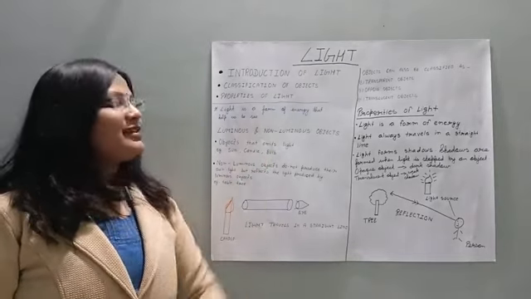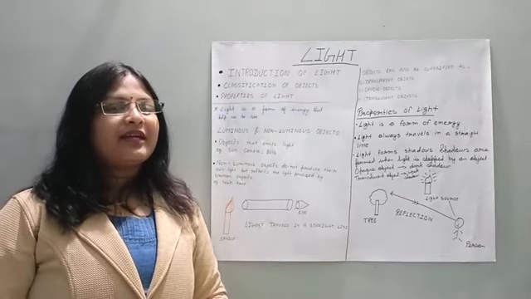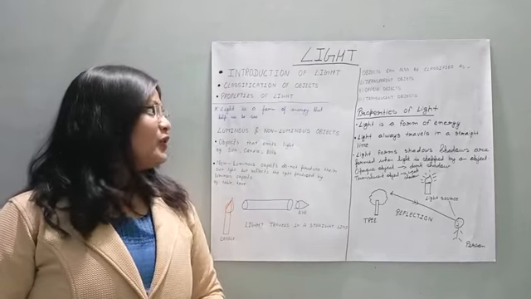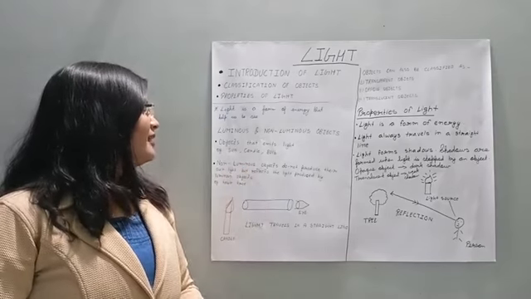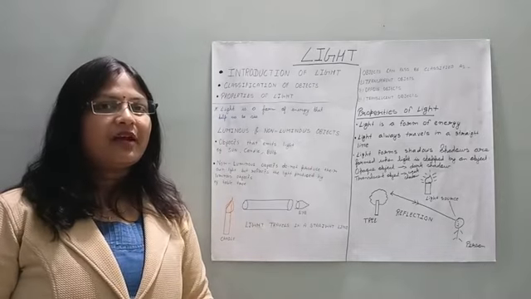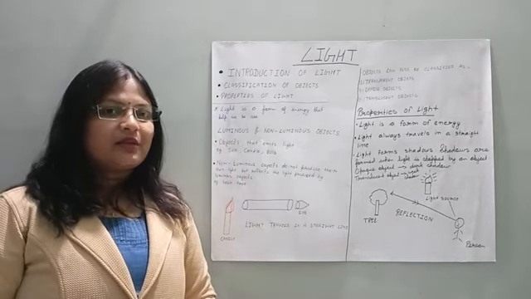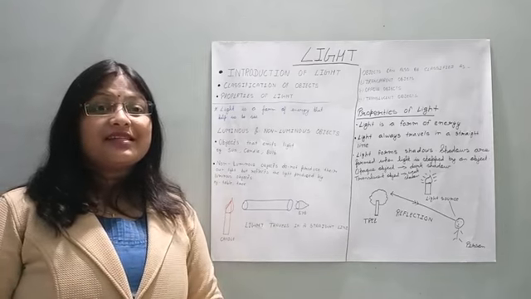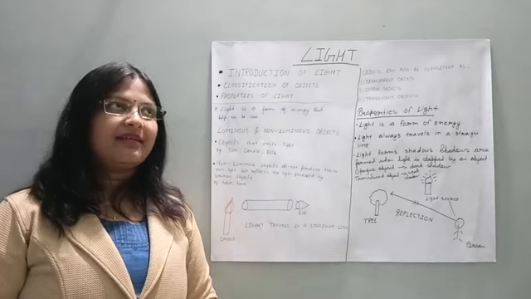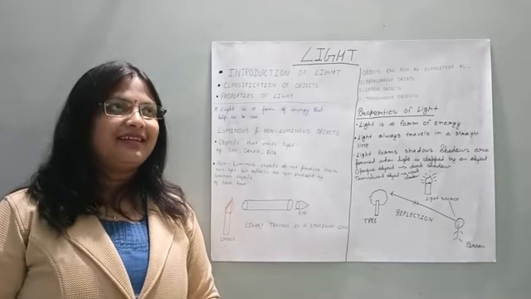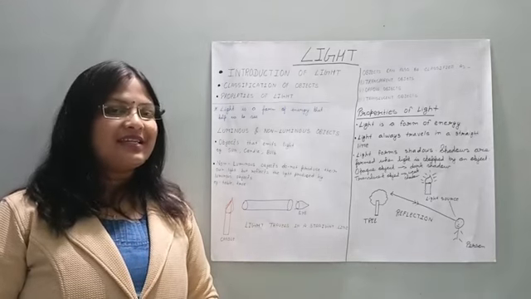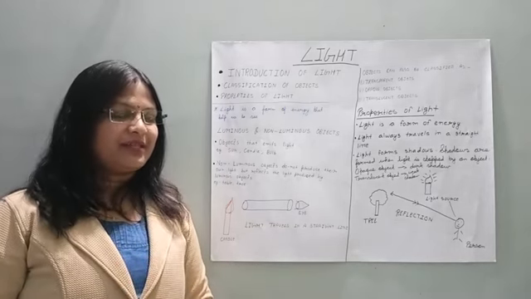Now, classification of objects. We can classify objects on many bases. So, the first classification is that objects are classified as luminous and non-luminous objects. Now, what is a luminous object? A luminous object is an object that has its own light. The sun has its own light, a bulb has its own light, a candle has its own light. So these are examples of luminous objects.